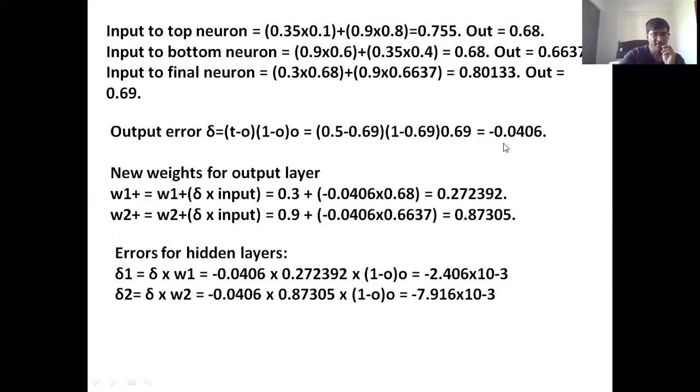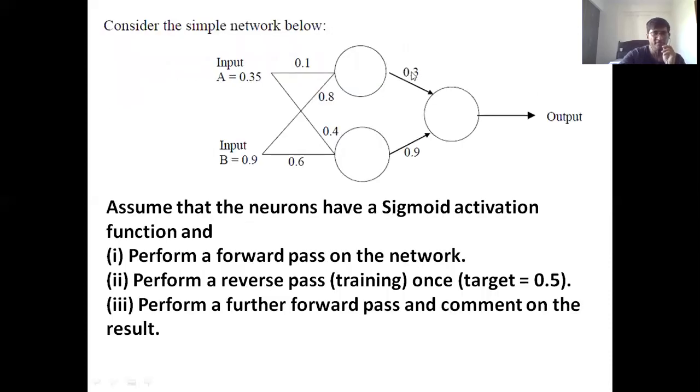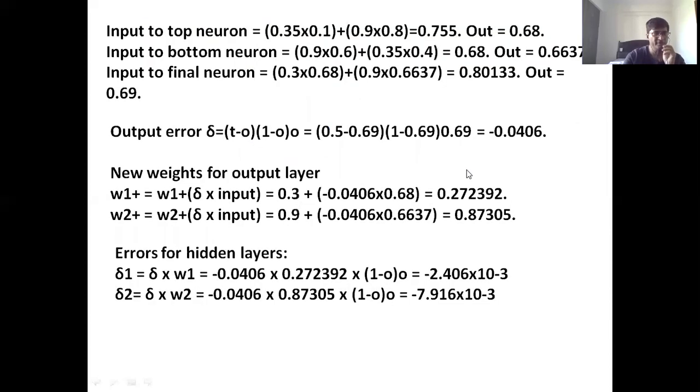Now we have to use this error in order to backpropagate to all the weights. First we have to update the weights W1 and W2, right? I've called this W1 and this W2. So the 0.3 would be updated with a new value, and 0.9 would be updated with a new value, right? 0.3 is the old value.